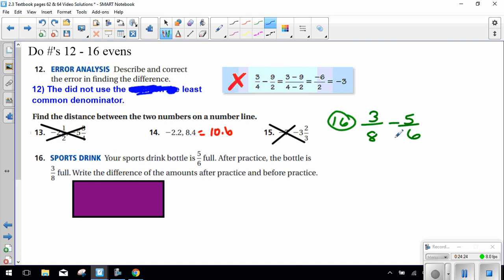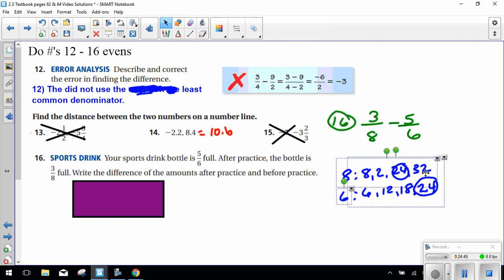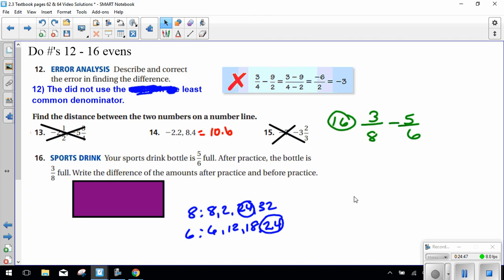So I need a common denominator between 8 and 6. I'm going to start counting by 8, and I'm going to start counting by 6. And I can quickly see that 24 is my new denominator. I don't ever encourage you to erase any work. So you might see me erase stuff. Please don't do so. Your work is very valuable.